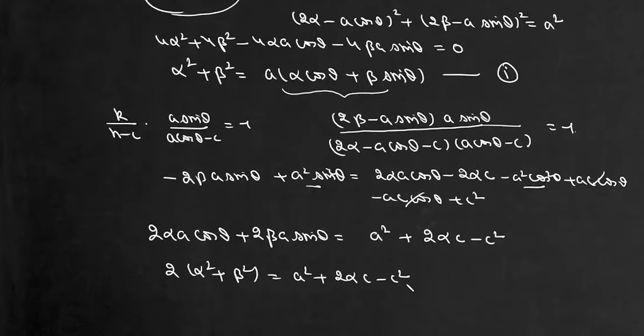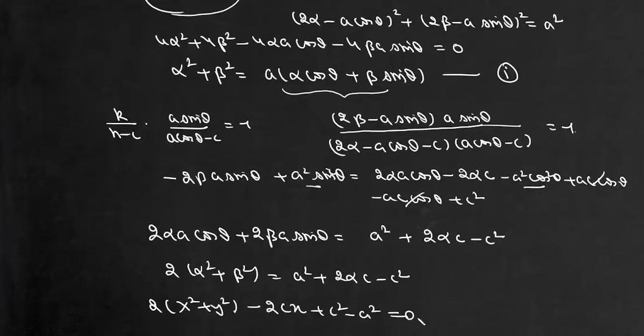So this required locus is 2 x square plus y square minus 2cx plus c square minus a square equals 0, and that is the answer to this question.